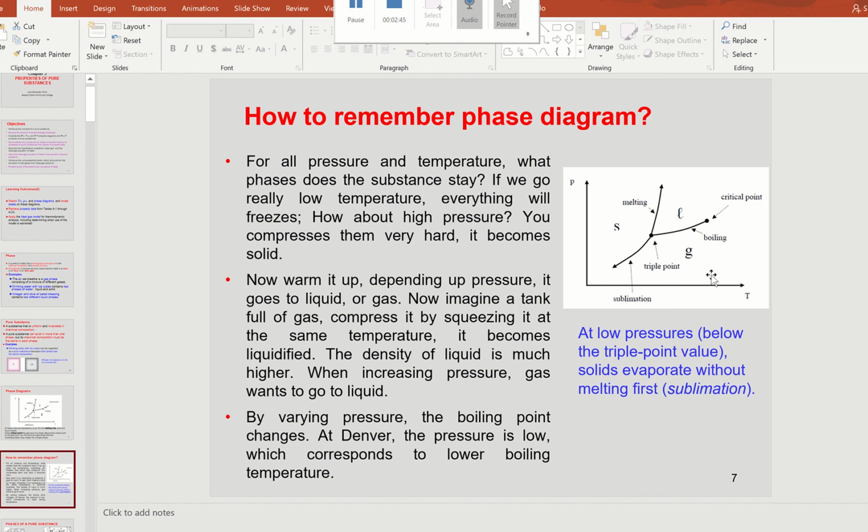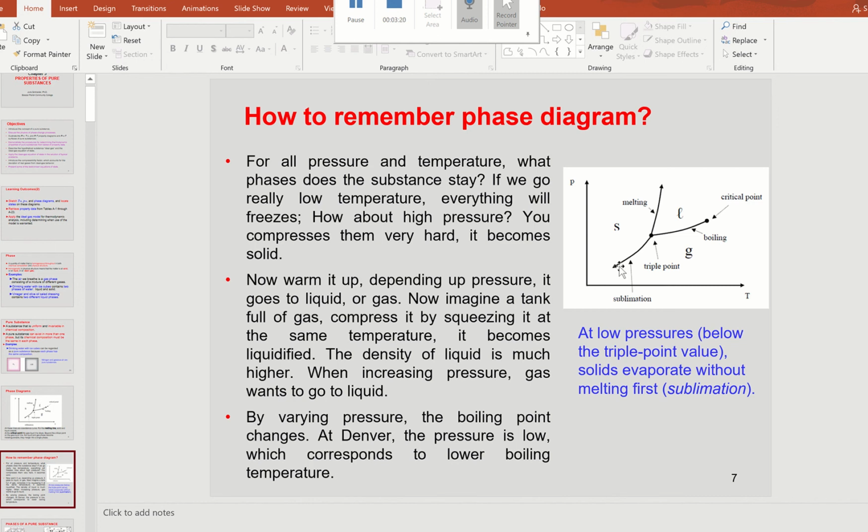So now imagine you have a tank full of gas, and you compress it by squeezing it at the same temperature. When you squeeze it, the mass stays the same, but the volume decreases. Therefore, the density of it is going to increase, right? So when you squeeze, increasing the pressure, this gas will become liquid, because gas has way less density than liquid, right? Okay. So that's all.